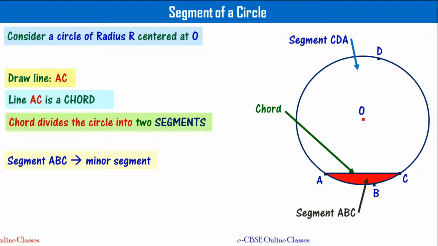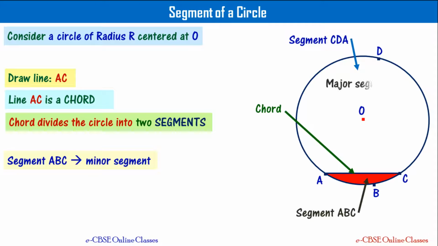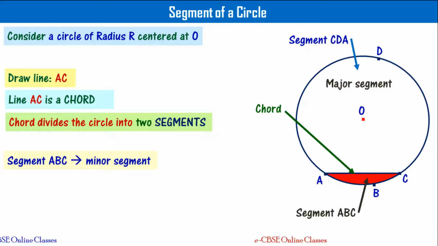Since area of segment ABC is less than area of semicircle, we call segment ABC a minor segment. The other segment is called a major segment. Please note that.